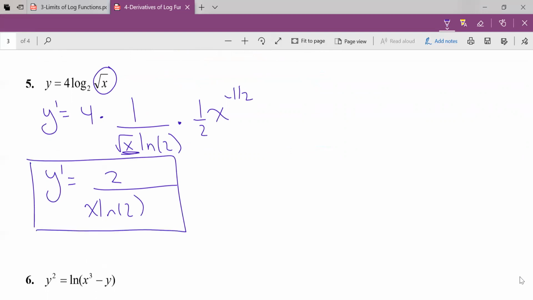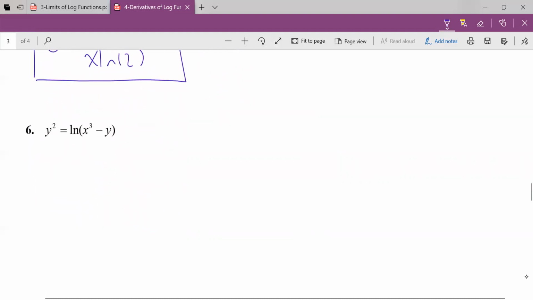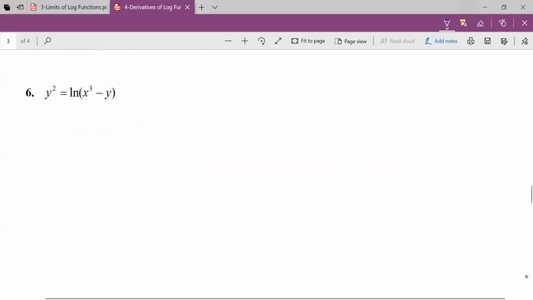There it is. Okay, so taking the derivative of a logarithm and not a natural log is definitely more difficult, right? It's definitely more difficult. So those are where you definitely want that formula sheet in front of you. Okay, last one. The derivative of y squared is equal to natural log x cubed minus y.